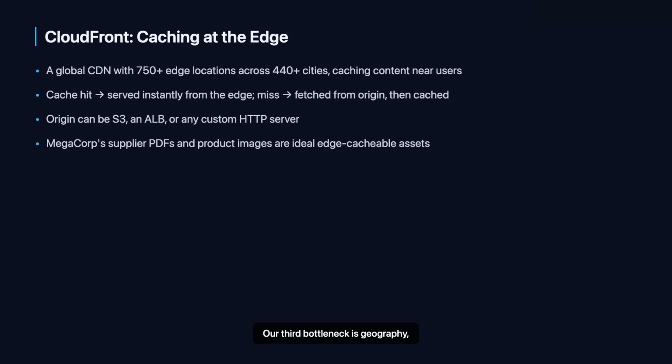Our third bottleneck is geography, and that's where CloudFront comes in. CloudFront is a global content delivery network with over 750 edge locations across more than 440 cities, caching content close to your users. On a cache hit, the content is served instantly from the nearby edge. On a miss, CloudFront fetches from your origin, caches it, and every later request for that same content is fast. The origin can be an S3 bucket, an application load balancer, or any custom HTTP server. For MegaCorp, the supplier product datasheets and thumbnail images are perfect edge cacheable assets.